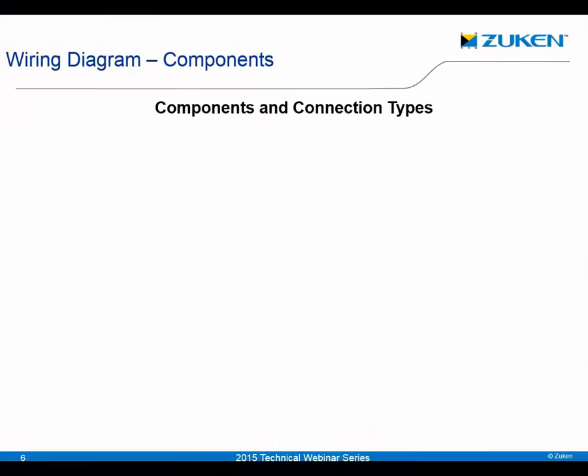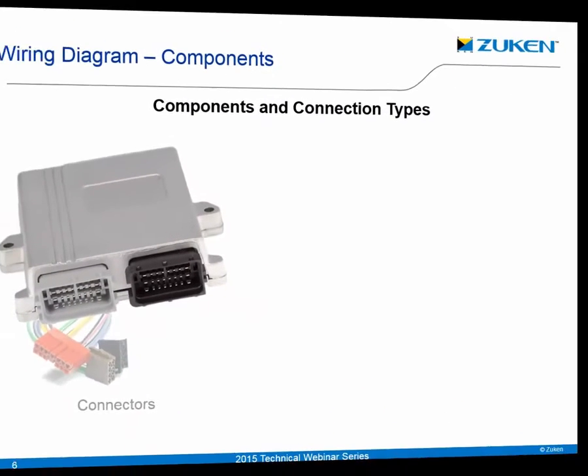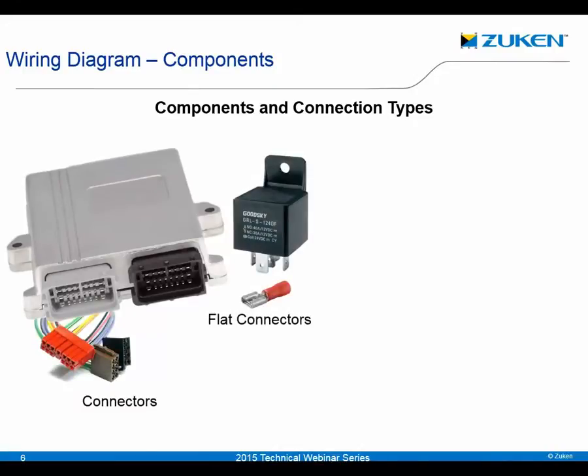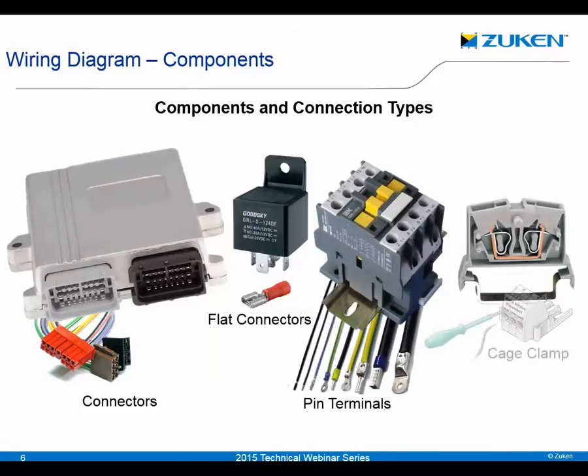There is a great variety of components with different connection types available. There are components with connectors, ring or flat connectors, pin terminals, and cage clamp technique. But don't worry about this, because the connection type is part of the component information described in the library and has a direct impact on the mating connector parts. See here.